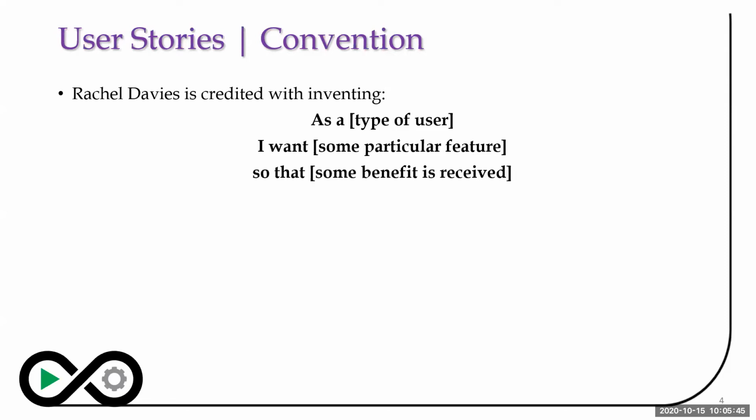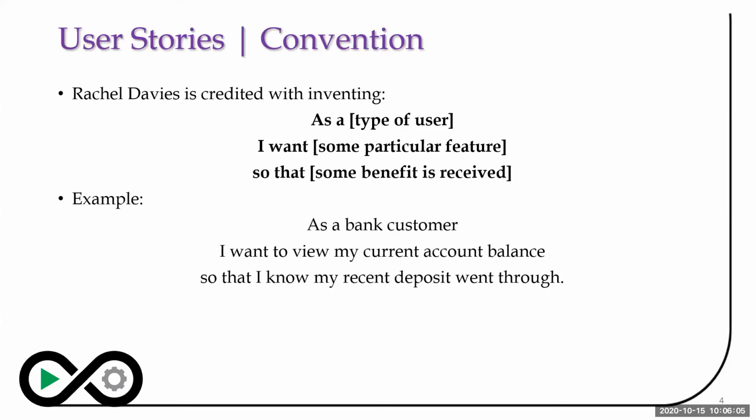For us to begin, we first have to start off with our common understanding of user stories. The convention that was originally credited to Rachel Davies and made more popular by Jeff Patton in user story mapping is: as a type of user, I want some particular feature so that some benefit is received. An example implementation of that would be: as a bank customer, I want to view my current account balance so that I know my recent deposit went through.